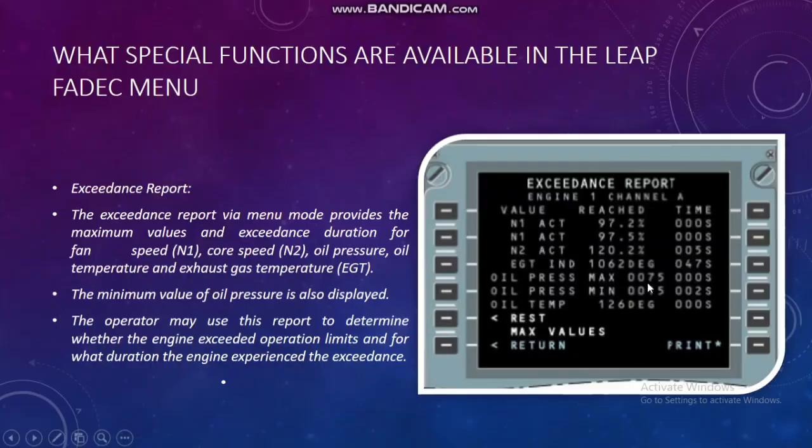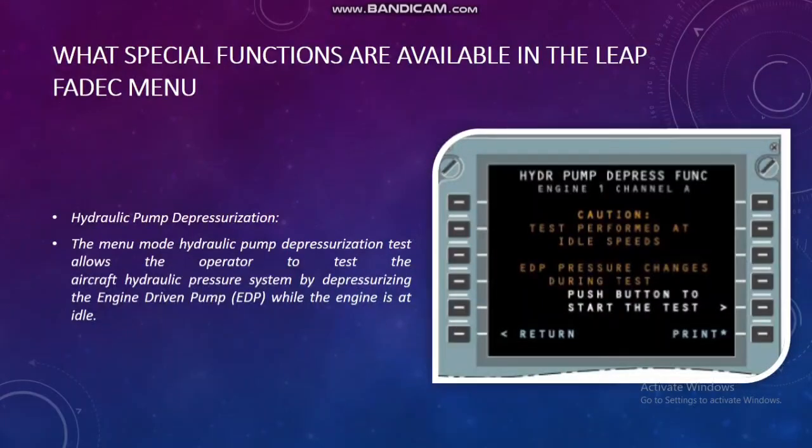You can see this diagram. Suppose oil pressure maximum is this, and you'll find the duration time. So they have mentioned this is the limit approached and this is the time duration. You can reset the value also, and you have to do the necessary troubleshooting if this exceedance happens or is reported by the pilot.